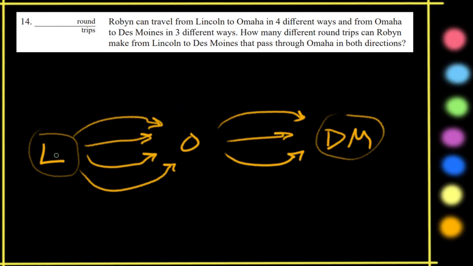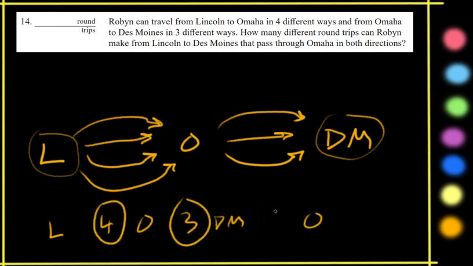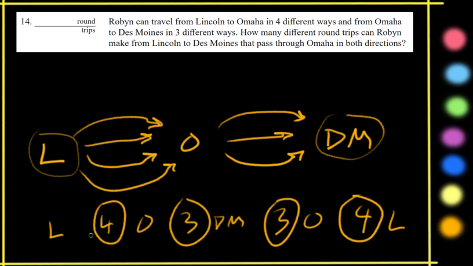So she has to go from Lincoln, pass through Omaha, get to Des Moines, then pass through Omaha and get back to Lincoln. Well, one way to think about this would be to say from Lincoln to Omaha there's 4 ways. From Omaha to Des Moines, there's 3 ways. And then from Des Moines to Omaha, there's 3 ways. And then from Omaha to Lincoln, there's 4 ways. And so the number of unique trips would be just the multiplication of all these numbers.